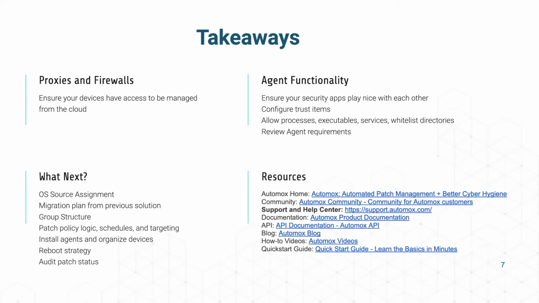Now that we've ensured we have access for our agents to communicate to the cloud where we're now managed, and we know that the agent can function correctly, the next section is our most asked questions on how to manage a device. So OS source assignment is pretty straightforward. You're going to be using as a source Windows updates or a WSUS server for Windows. Apple will have its locations and paths on the internet, and Linux is based on its repository list.